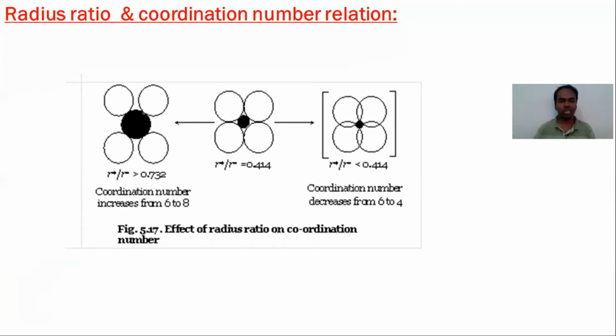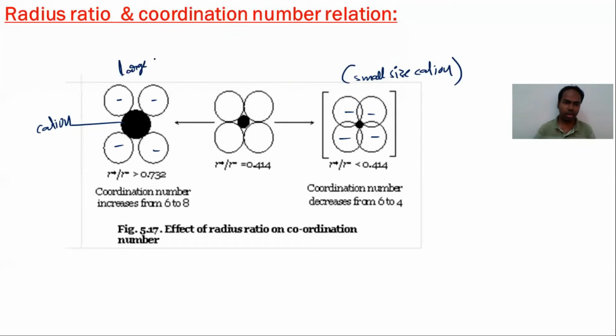In this, the dark circle indicates the cation. So this is the cation. What are the remaining ones? These are anions, and the middle dark circle is the cation. Here this is the cation, remaining are anions. In this case, it is a small size cation, whereas here this is a large size cation. You see here the middle arrangement, so that is octahedral void.